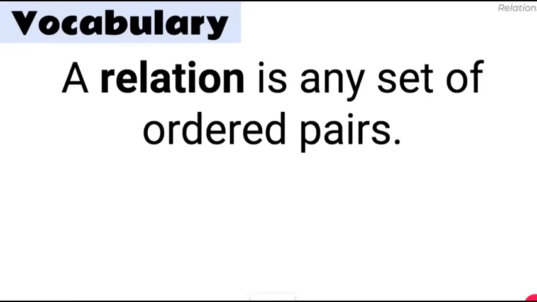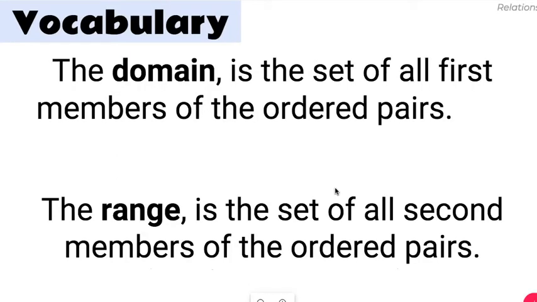Now, we've already talked about the ordered pairs being an X value and a Y value, or X coordinate and Y coordinate. But there are also some other words that you could say instead of X coordinate and Y coordinate, and those are going to be important for you to know. Two words that are very important are domain and range. Let's look at domain first. The domain is the set of all first members of the ordered pairs.